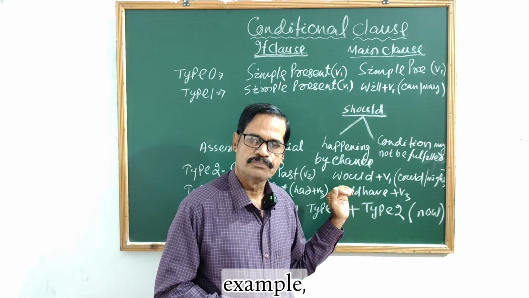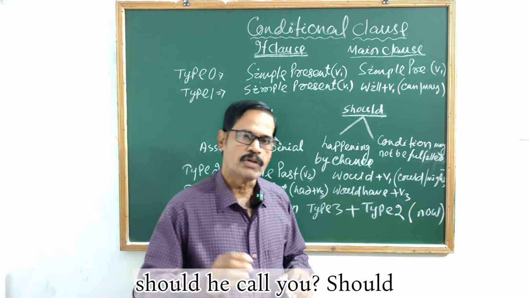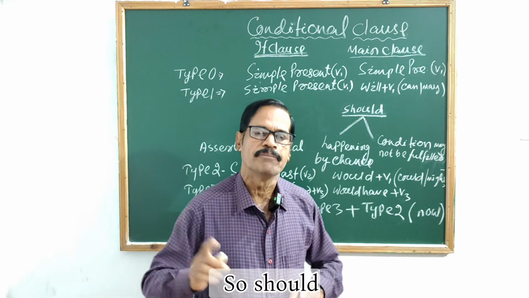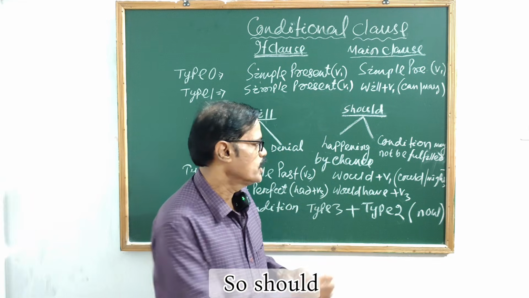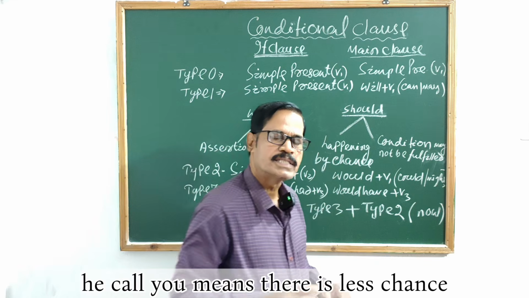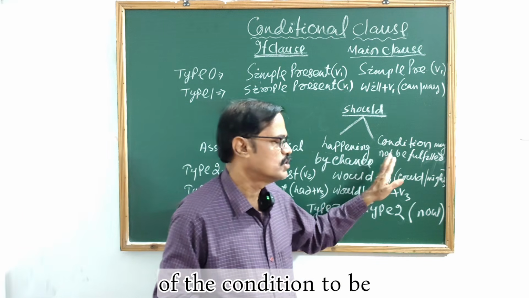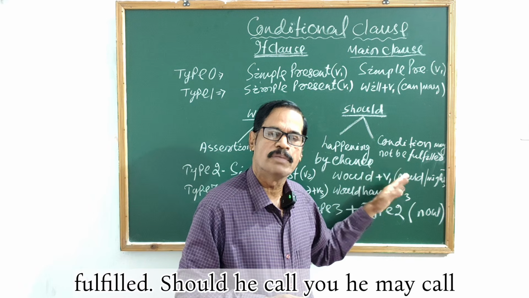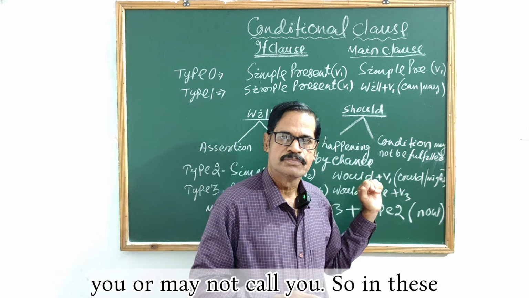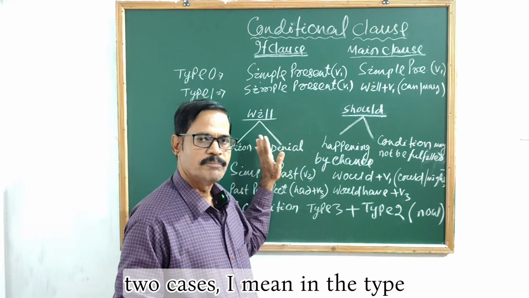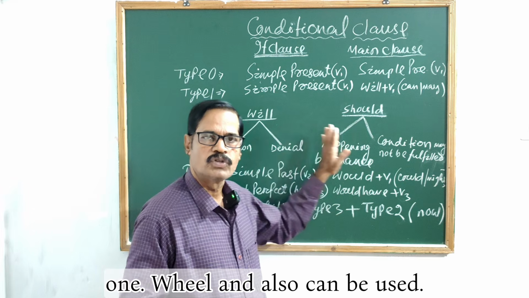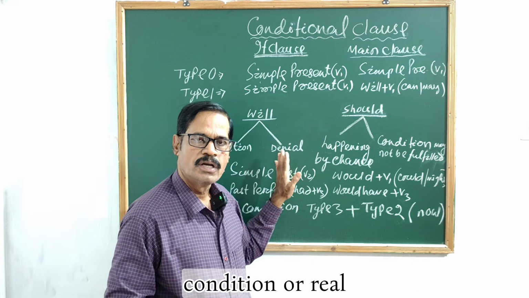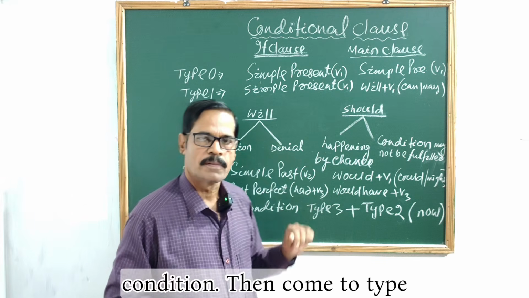For example, should he call you? Please let me know. Should he call you means there is less chance of the condition being fulfilled. The condition may not be fulfilled. He may call you or may not call you. So in these two cases in type 1, will and should can be used. This is all about type 1, or open condition, or real condition.